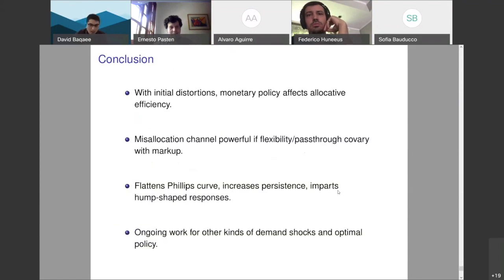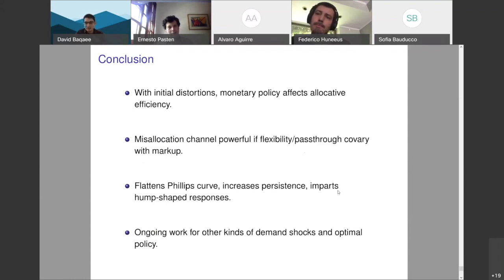Okay, very good. So I'm going to wrap up now. Here are the big picture things I would like you to have taken away from all this talking I've done. The first thing is that when you have initial distortions, there's a good case that monetary policy can potentially affect allocative efficiency to a first order. And we all understand that the economy is distorted in the initial equilibrium before the monetary shock arrives.